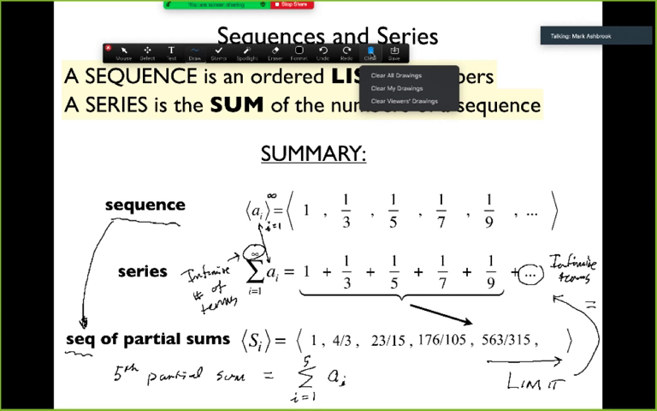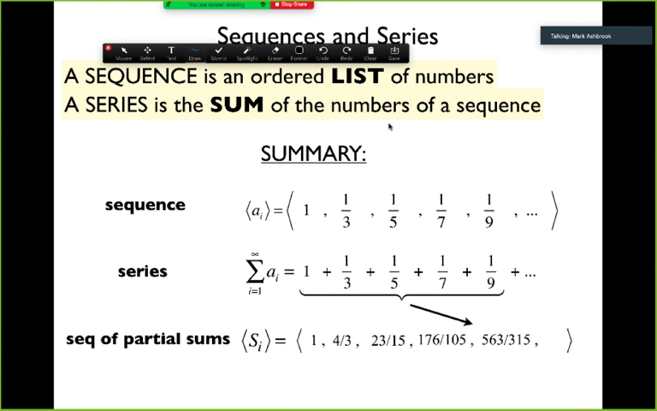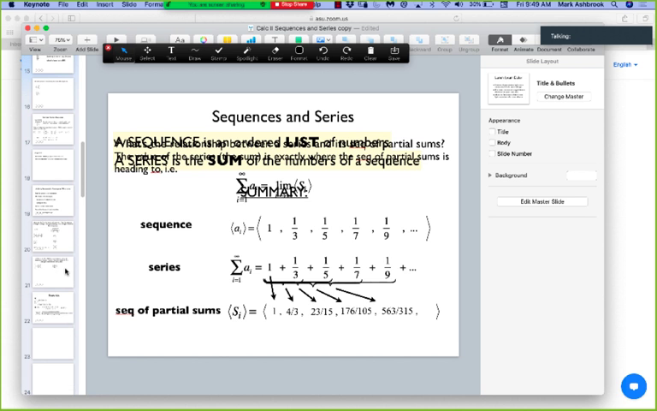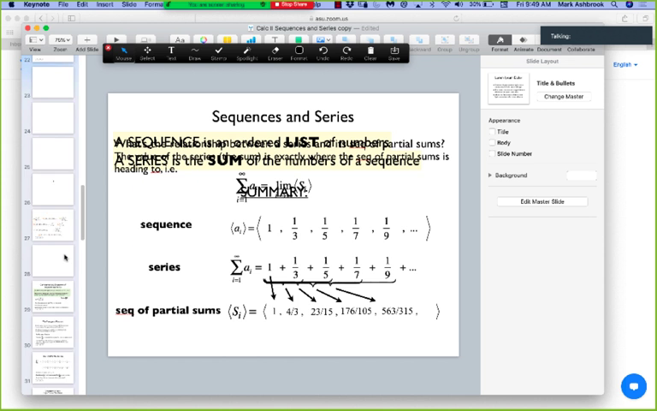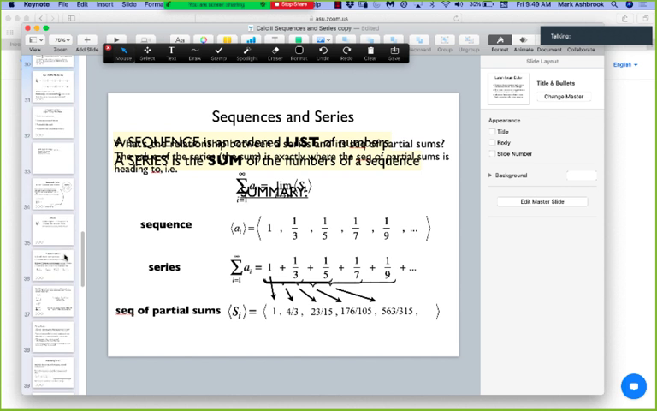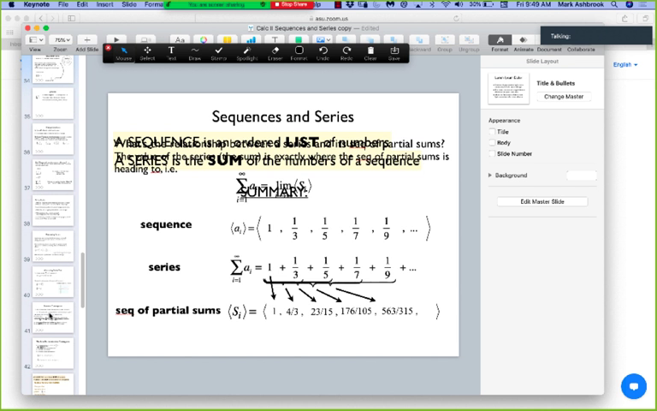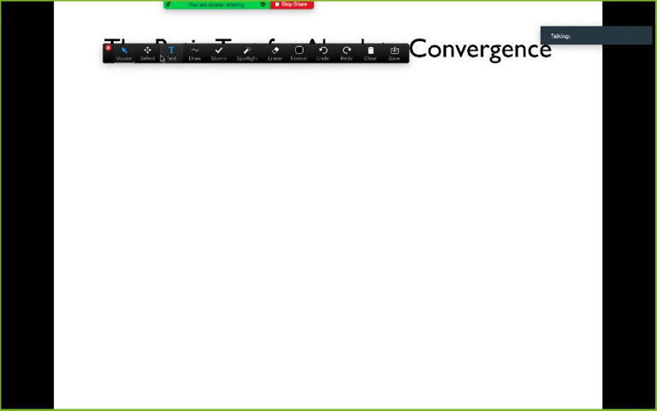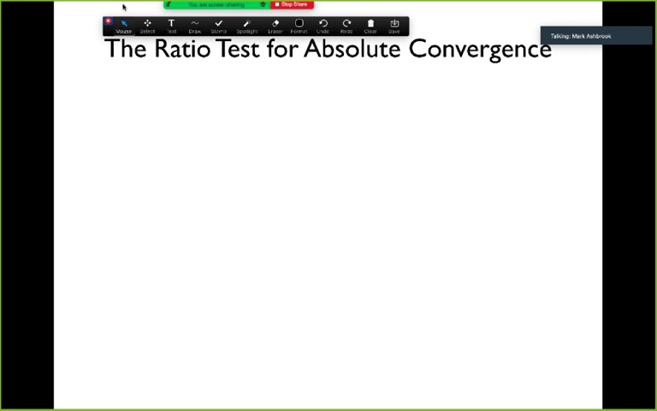All right, so we were talking about the ratio test. Let's go to that. Where's the ratio test here? I think it's coming up here. Maybe this one? Yes. Okay, so we're talking about the ratio test, and that was for absolute convergence.